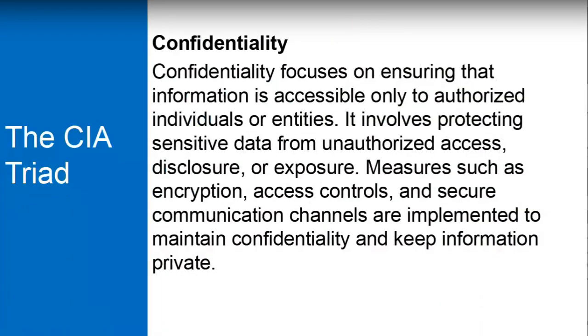So we have confidentiality here. Confidentiality focuses on ensuring that information is accessible only to authorized individuals or entities. It involves protecting sensitive data from unauthorized access, disclosure, or exposure. Measures such as encryption, access controls, and secure communication channels are implemented to maintain confidentiality and keep information private. You see the measures that you must put in place when you are designing your security architecture. You make sure that all the data, whether it's in transit or not in transit, is encrypted.